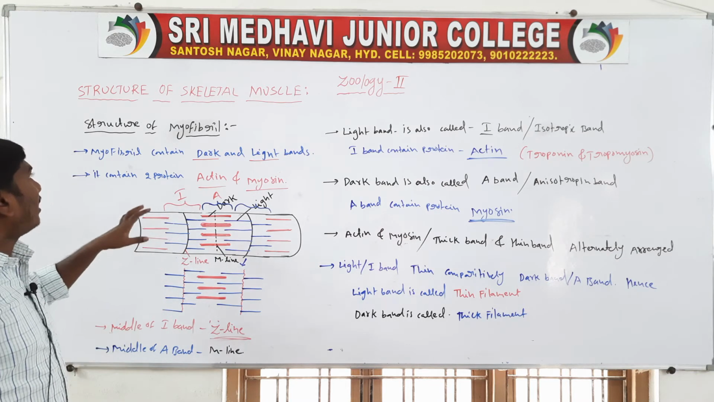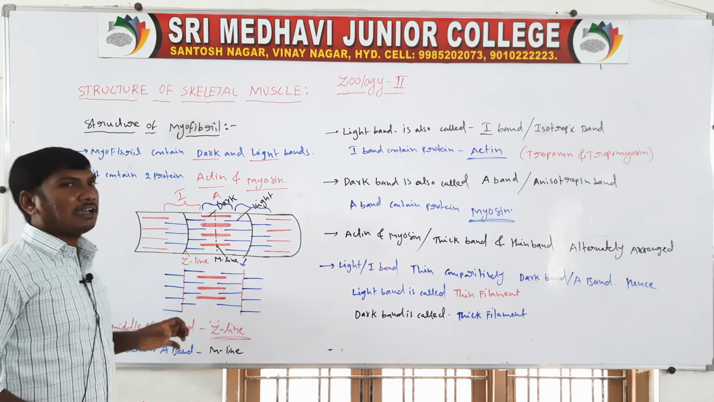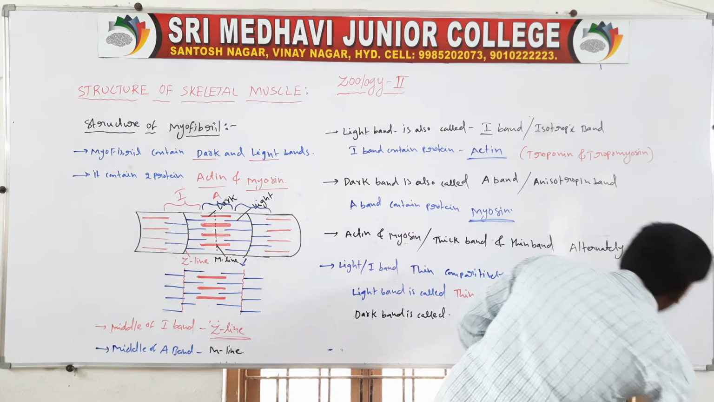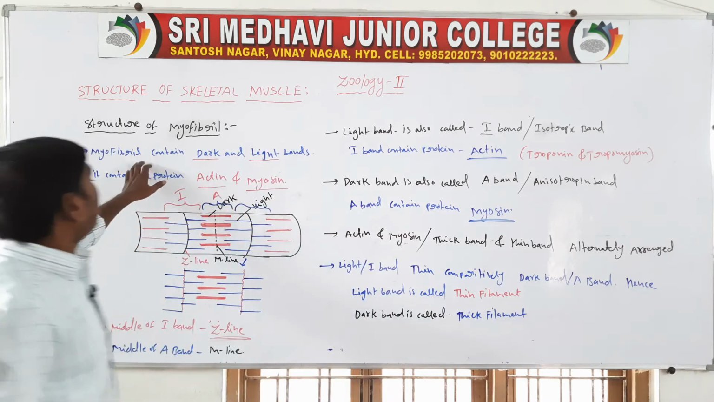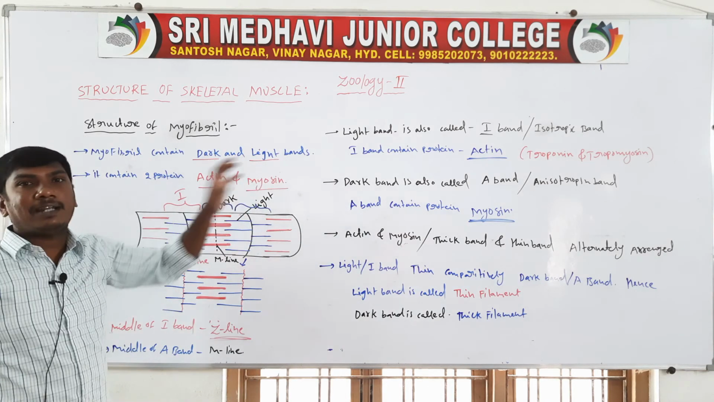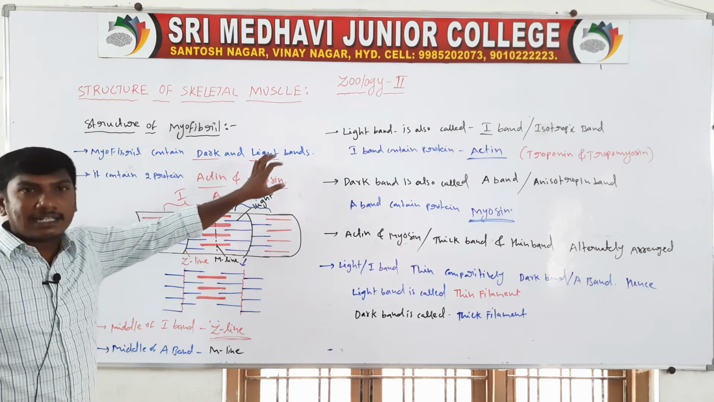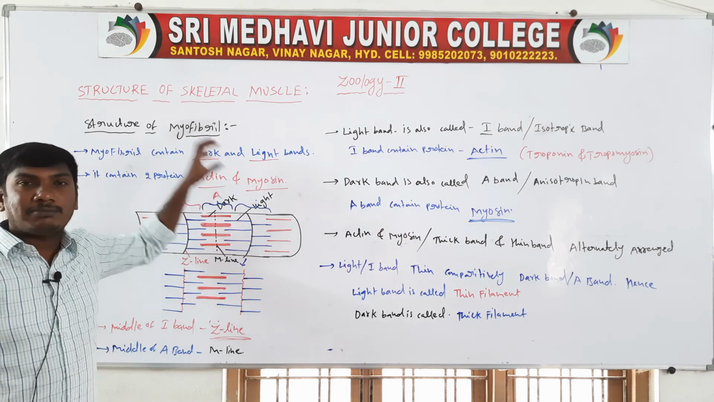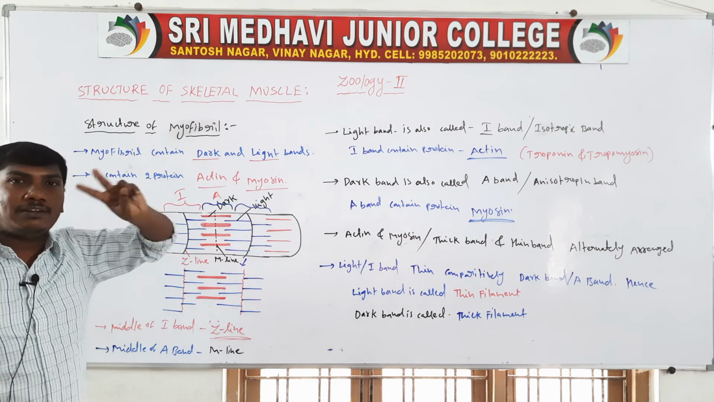So these are the myofibrils. Let us revise: myofibrils contain actin and myosin filaments, which form the dark and light bands. Myofibrils contain two proteins, actin and myosin.